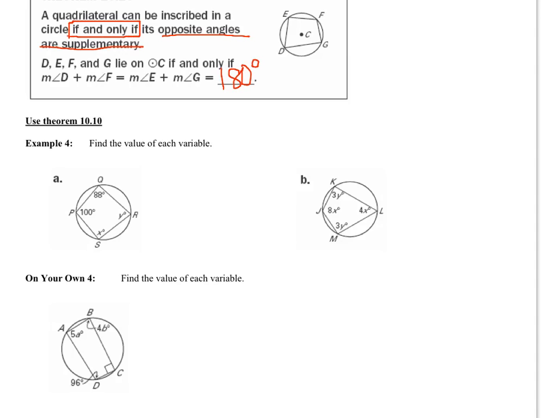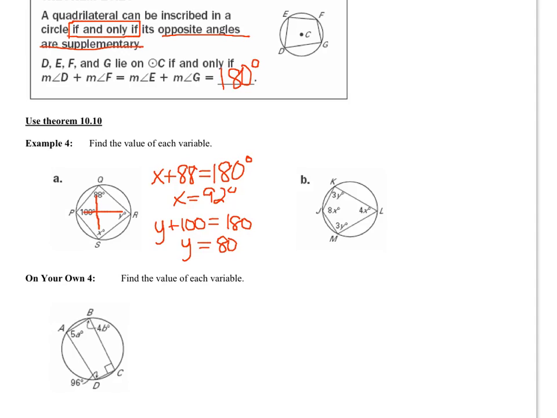So example 4, we're going to use theorem 10.10. It says find the value of each variable. So I know these are opposite angles here. So I know x plus 88 has to equal 180 degrees. If I solve that, I'll know that x equals 92 degrees. These two angles across from each other have to add up to 180 as well. So y plus 100 has to add up to 180. Solving it for y, you get y equals 80 degrees.